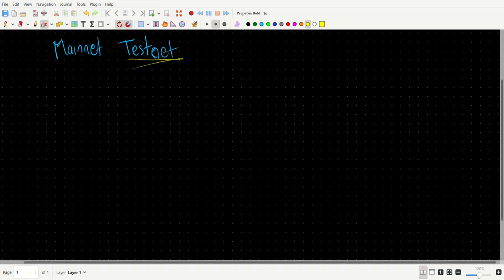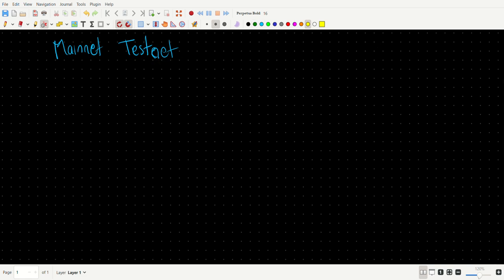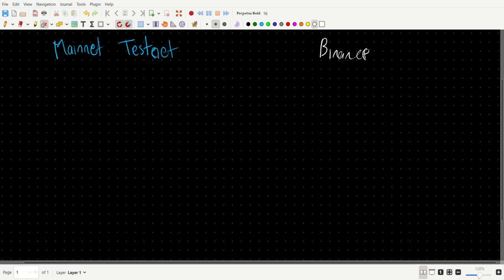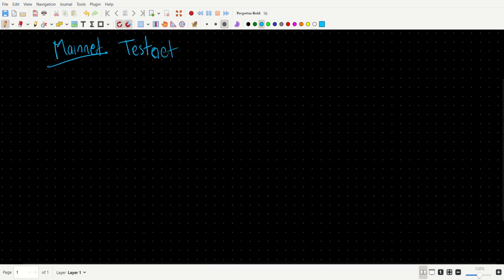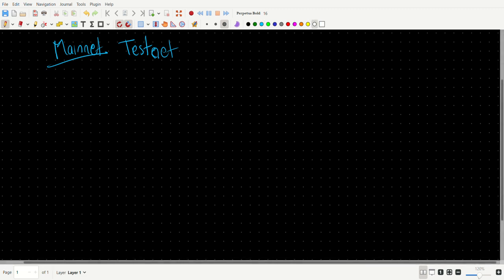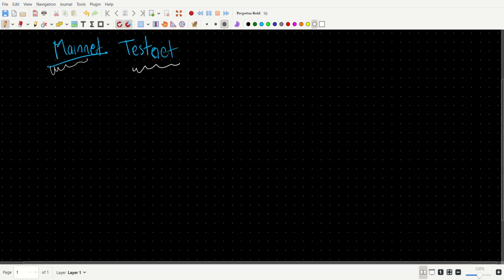So if, for instance, Binance wants to test out a program or a smart contract, they will not carry it and put it in the mainnet, because what if it is faulty? They will lose money because they are actually using real money in the mainnet. So they will take it to a testnet instead. Once it passes all the checks in the testnet, they will then deploy it to the mainnet.